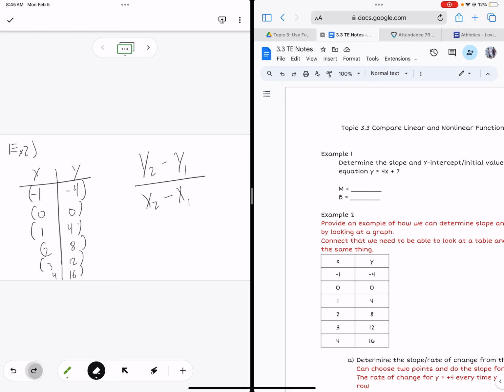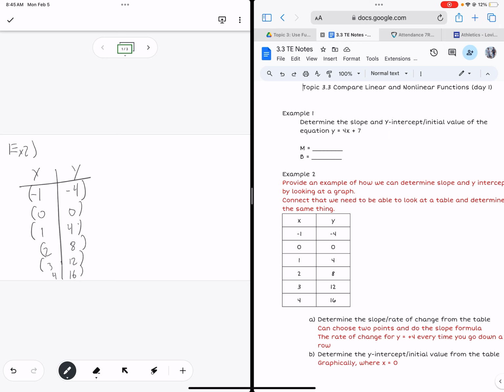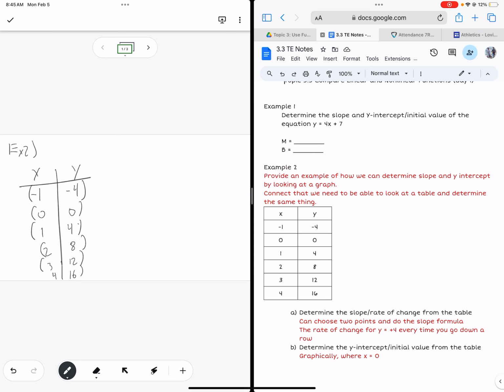Let's get rid of all this stuff right here. Wait, but it says determine the slope slash rate increases here. I'm aware of what it says. So slope is 4, right? We just found out that the slope was 4 using our slope formula.